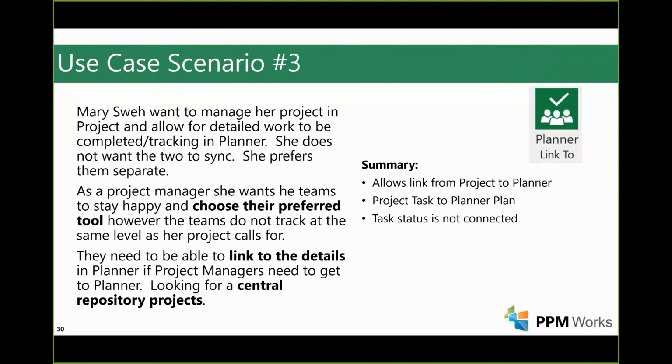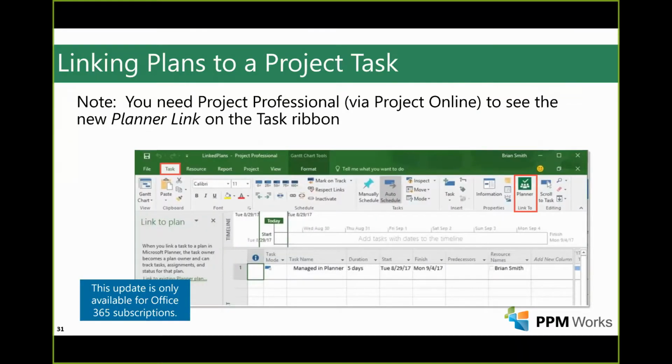And in this case, she allows the team to choose their preferred tool. Okay, it could be Planner here, it could be something else, but we're going to talk about Planner. Also, the team can have input. So what does Mary need to do? She wants to manage and create projects in Microsoft Project Online, and she wants to go ahead and have a direct link into a plan. Centralized repository, allowing the capability, again, in this case, to do this.